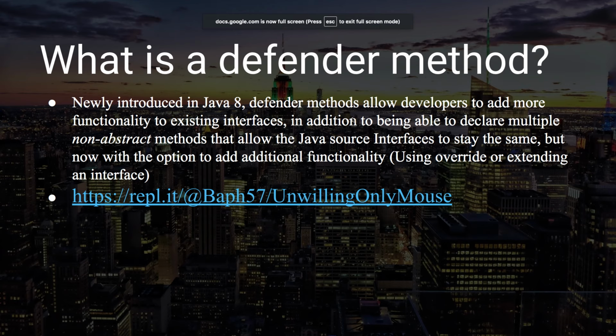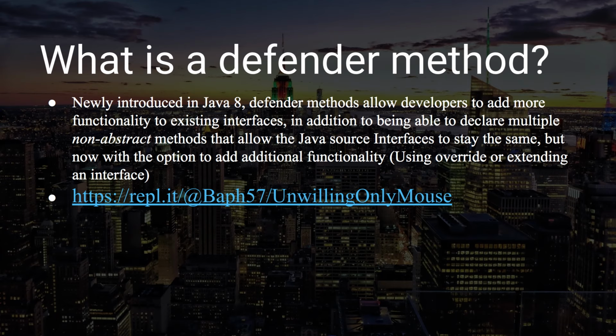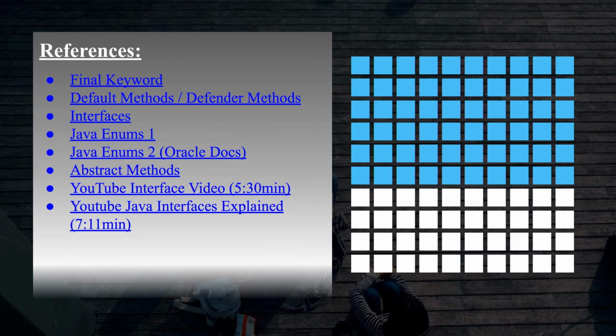All right, so yeah, that's defender methods. They're also called default methods. There's my REPL in case you wanted to go and check that out yourself, mess around with it. And so these are my references. A lot of Java docs, some YouTube videos just to kind of give me an overview of what they are, and I believe that's it. Yeah. Are there any questions on that?